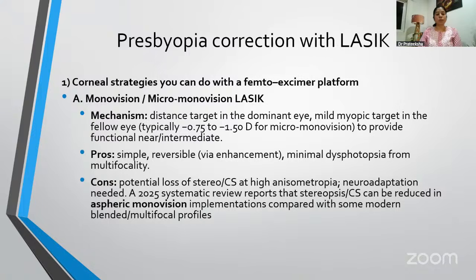The first option is monovision or micro-monovision LASIK. The mechanism: a distant target in the dominant eye and a mild myopic target in the fellow eye, of 0.75 to 1.5 diopters for micro-monovision, to provide functional near or intermediate vision. What are the pros? It is simple and reversible, with minimal dysphotopsia from multifocality.